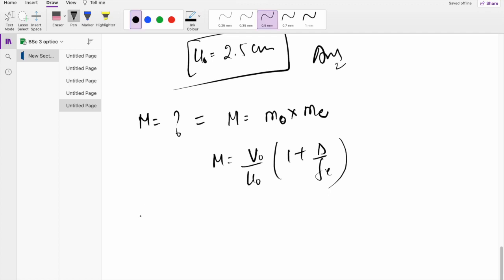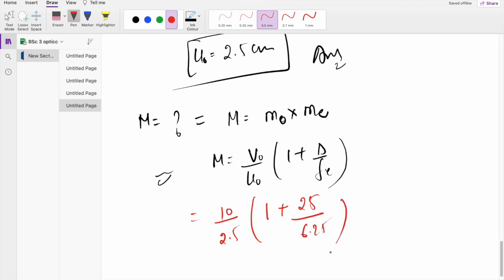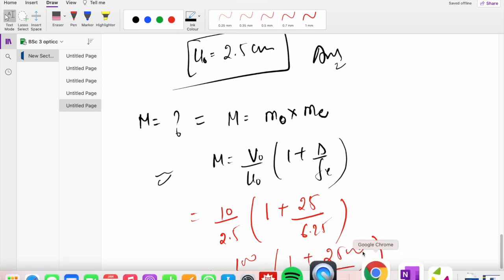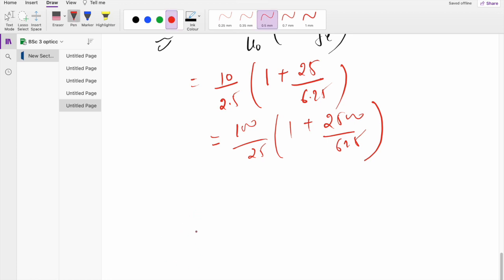So only taking direct values of this formula. So substitute here. We know V_O is 10 centimeter, U_O is 2.5 centimeter, D is 25 centimeter, upon F_E is 6.25 centimeter. Alright, on substituting and calculating these values, we will get 100 upon 25 times 1 plus 2500 upon 625. Further calculating this, we will get approximately 20.